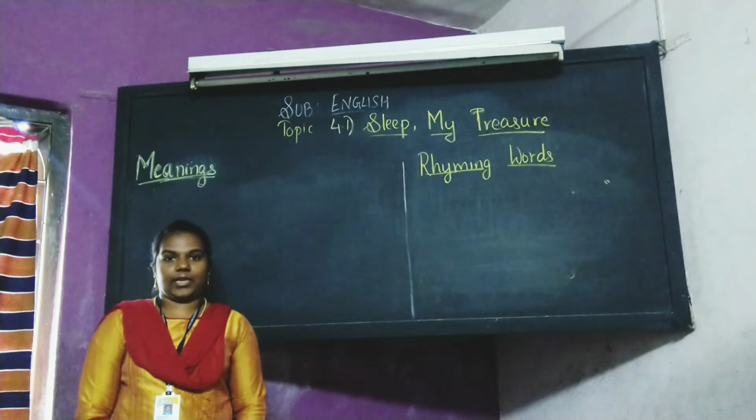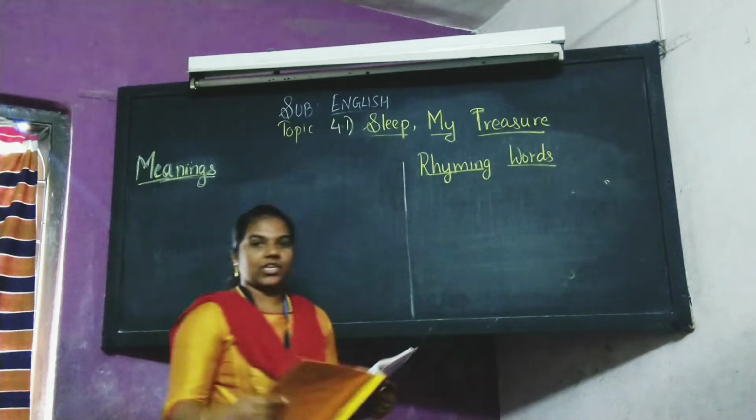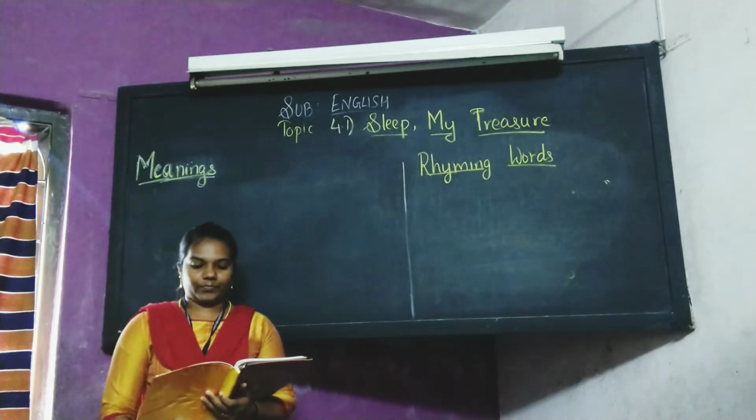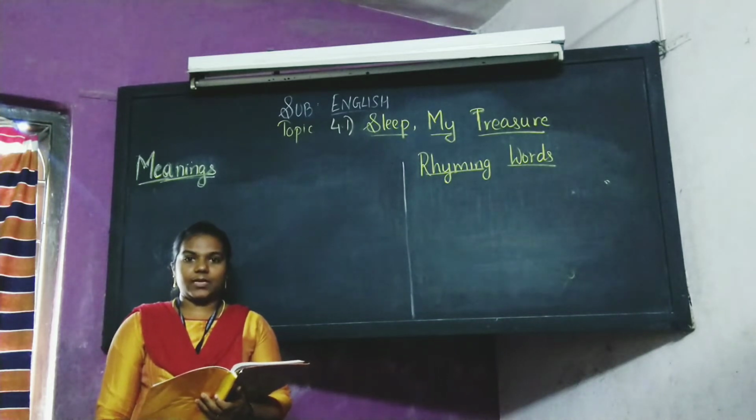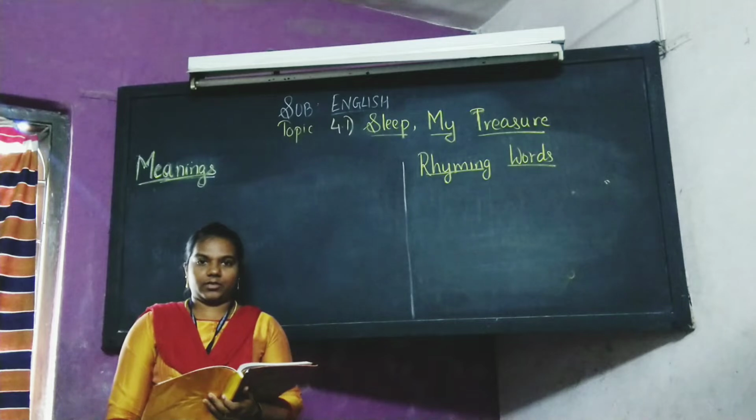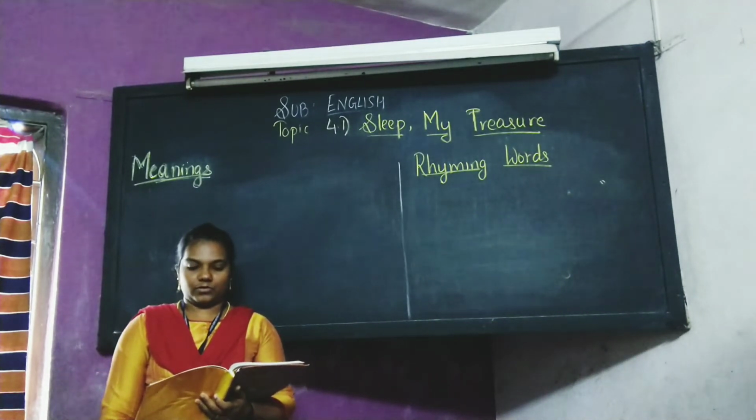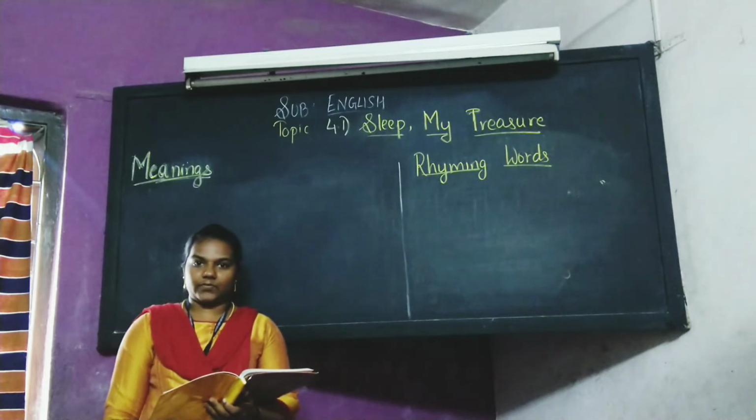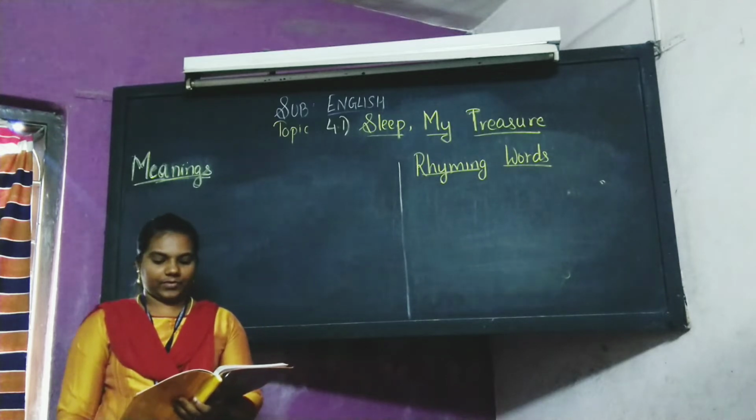So students, take out your textbook, turn to page number 81. Now let us first recite the poem. 4.1 Sleep My Treasure. Sleep, sleep my treasure, the long day's pressure has tired the birds to their nest they creep. The garden still is alight with lilies, but all the daisies are fast asleep.